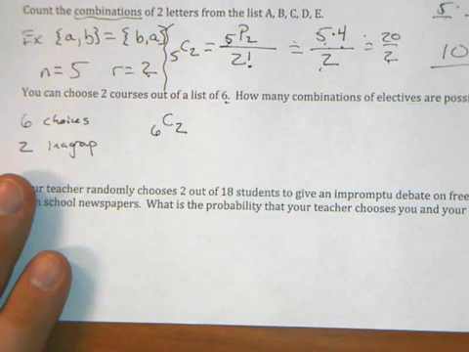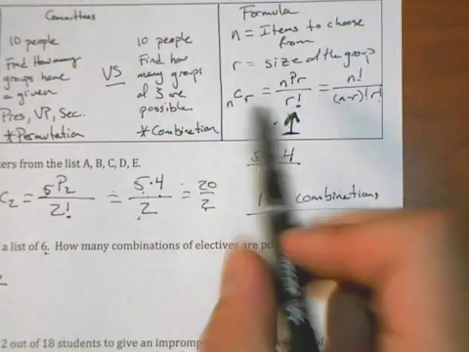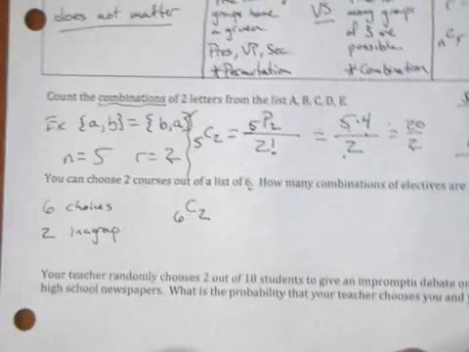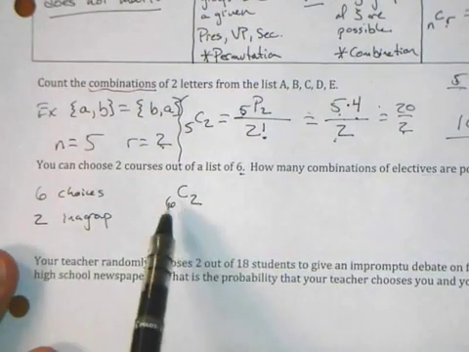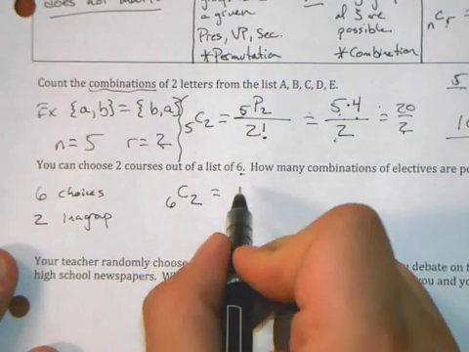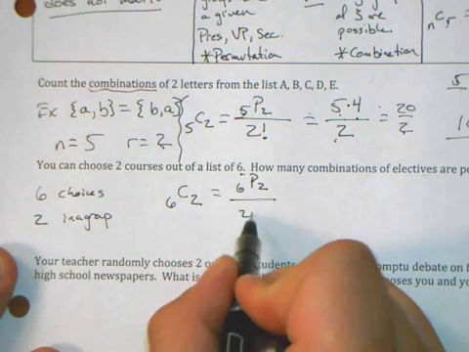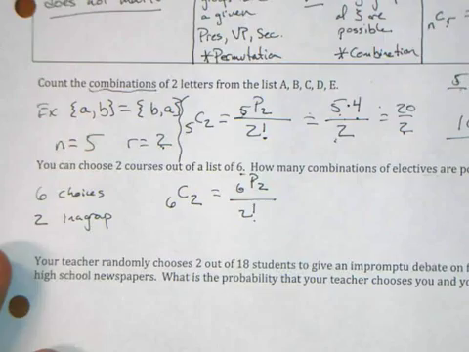So it's the same thing. Because in our little formula here, nCr is the same as nPr over r factorial. So I have 6 choices. I want 2 in a group. Well, that's the same as 6P2 over 2 factorial.